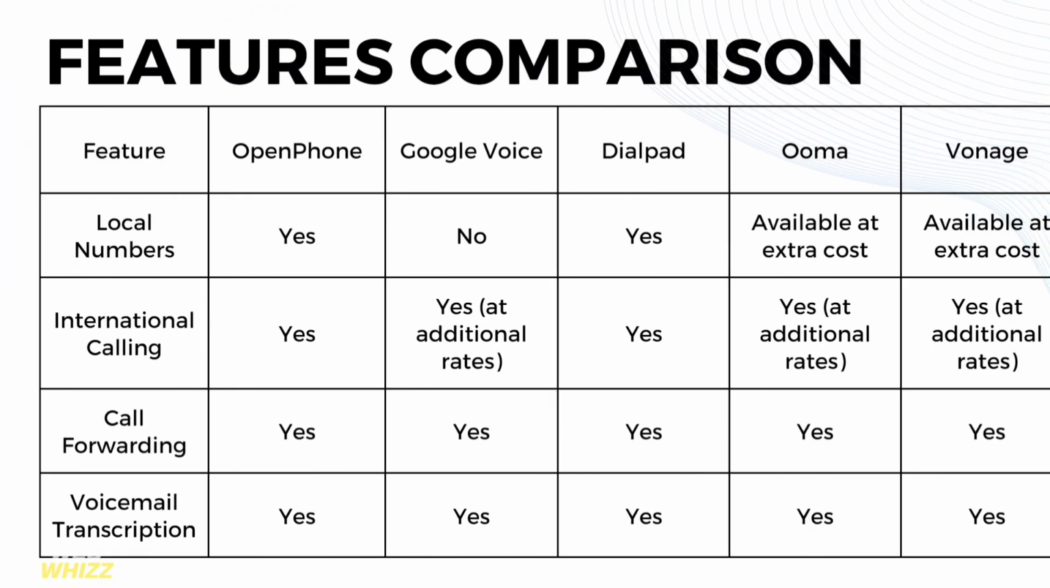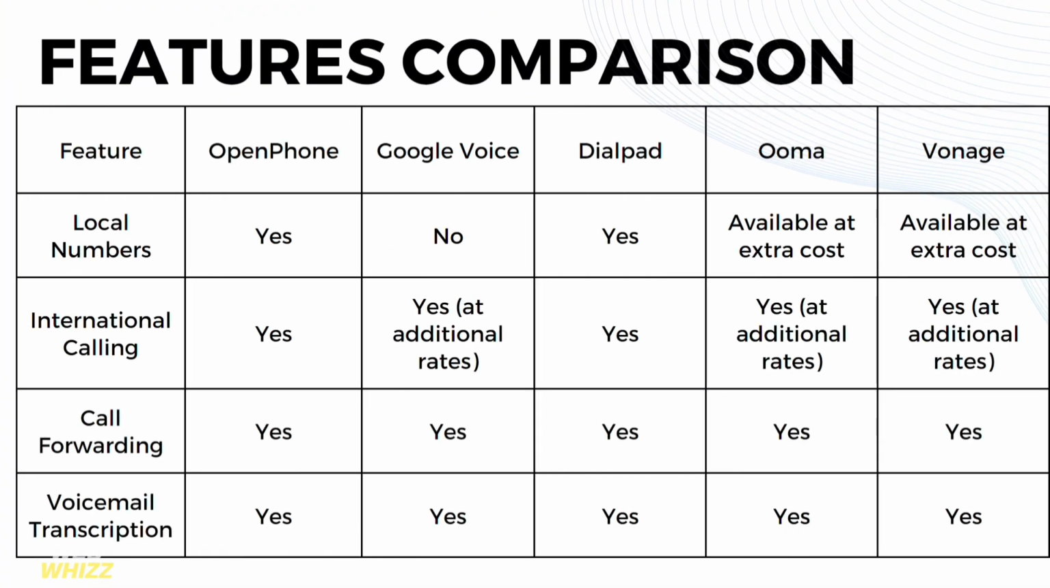Now moving on to the features comparison of these platforms. In terms of local numbers, OpenPhone, Dialpad, Ooma, and Vonage offer local numbers, while Google Voice does not. In terms of international calling, all of these platforms offer it. However, Google Voice charges an additional rate, same as Ooma and Vonage.